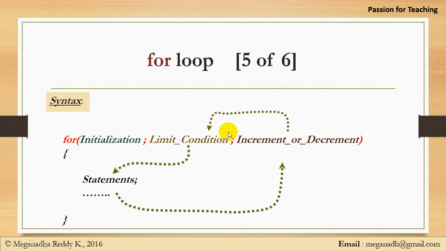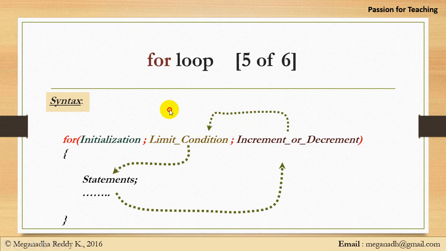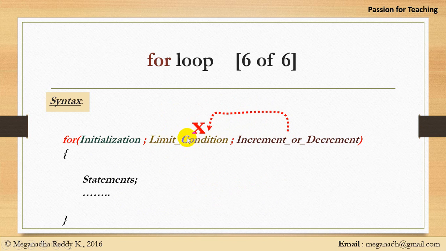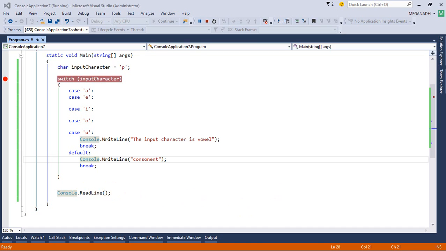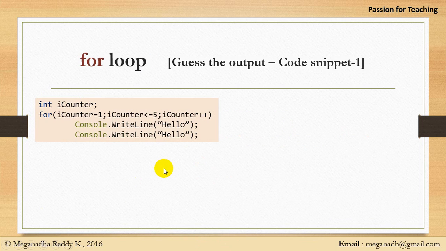So this is the cycle. First initialization will happen only once, then the limit condition check, and this iteration will happen as long as the condition is satisfied. Once the condition fails, the loop iteration will stop. Okay, so now let's try to understand some output. Before we jump in, let's see some examples. Before we come to this example, let's see a small demo about a for loop.